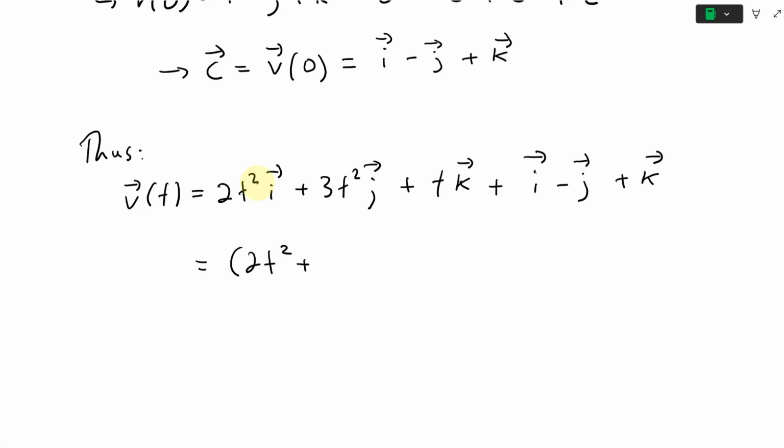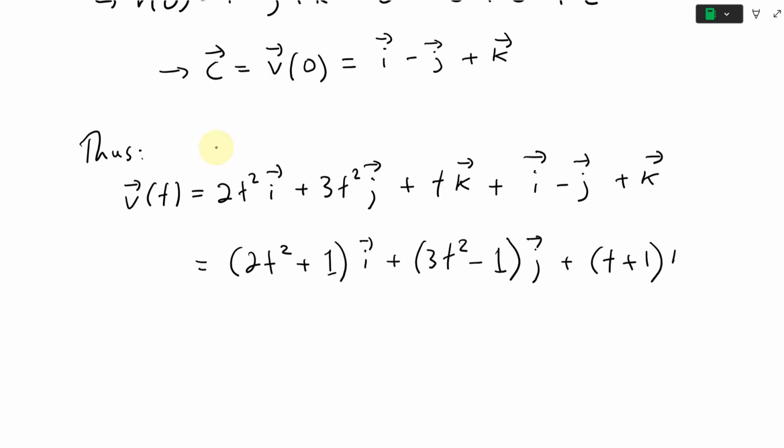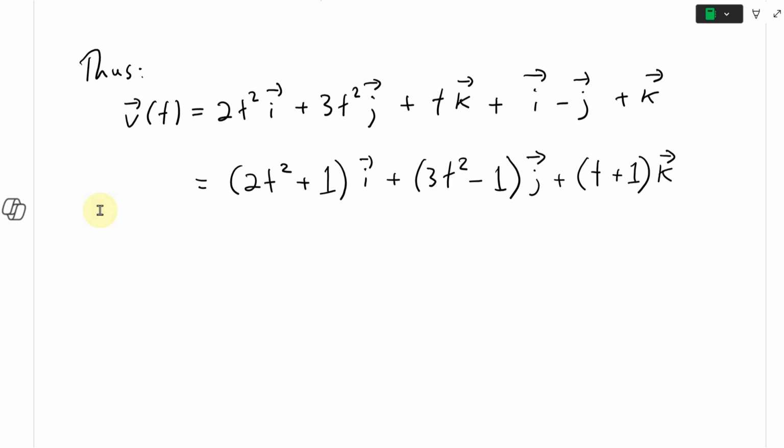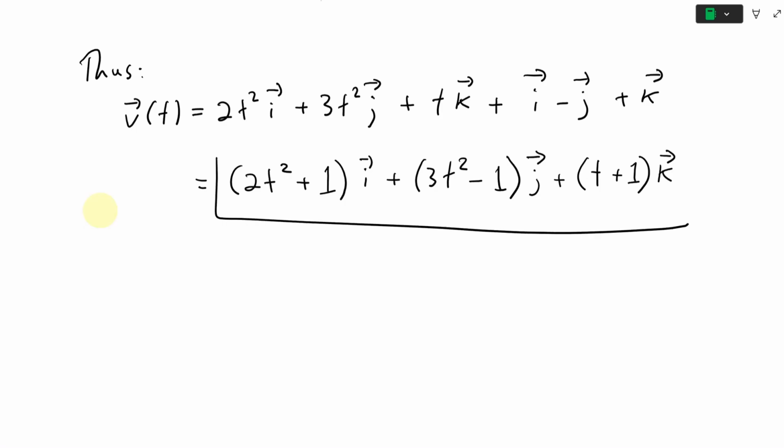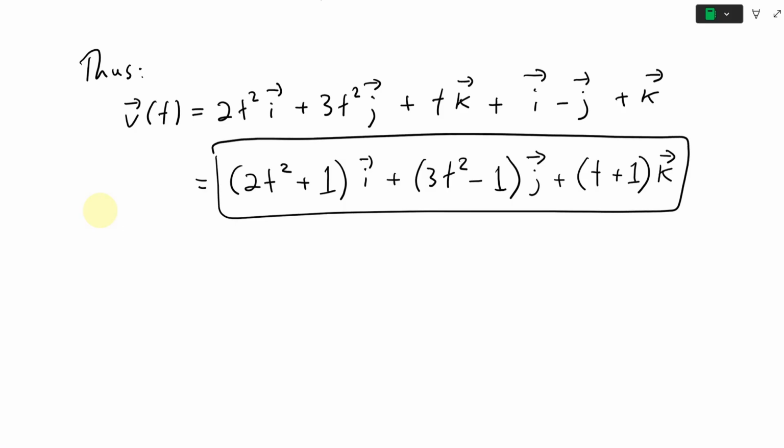So just factor out the i. This is going to be the i component. And now likewise, this is going to be plus 3t squared minus the j one, so minus 1. Let's factor that out, this is going to be the j component. And then lastly, it's going to be t plus 1 k, like that. All right, so that's what we have. Let's bold this whole thing for our velocity. So that is our velocity vector.